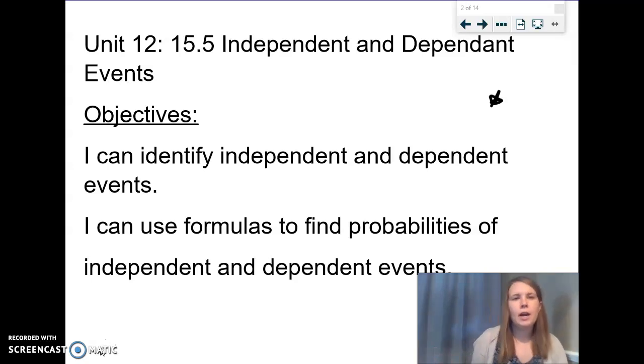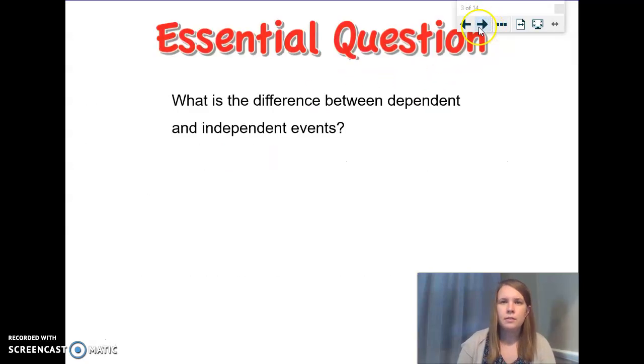So our objectives are: I can identify independent and dependent events. I can use formulas to find probabilities of independent and dependent events. All right, so our essential question is: what is the difference between dependent and independent events?